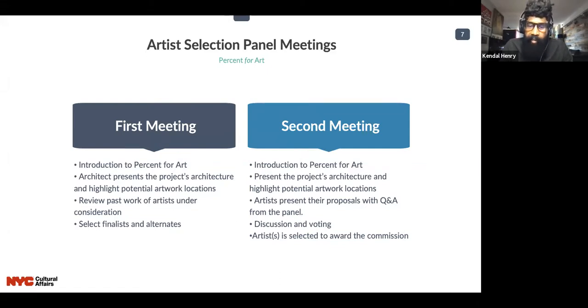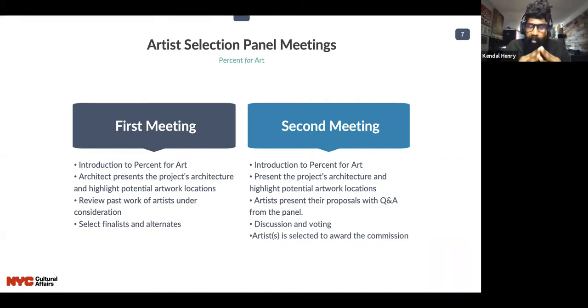Eight weeks later, there's a second meeting where we reintroduce everything to everybody, because eight weeks is a long time for people to remember things. And then the goal of this is to really listen to what the artists are proposing and ask them questions of it and discuss. And at the end of that meeting, we select an artist.